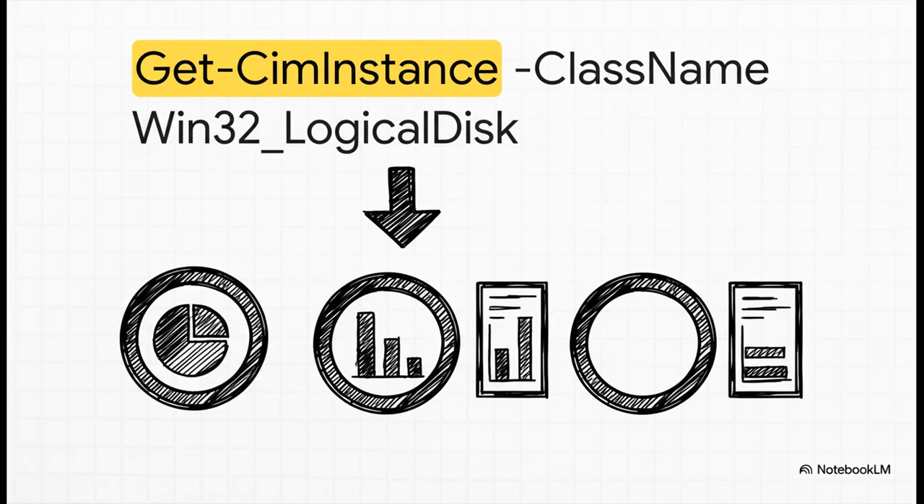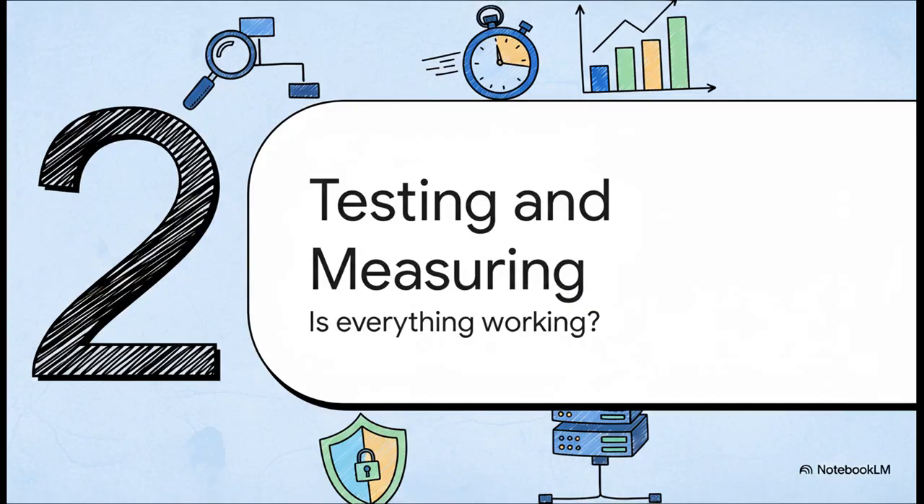For instance, just running Get-CimInstance -ClassName Win32_LogicalDisk pulls back all the information about your drives, nice and clean. It's the same kind of query you're used to. It's just built on a much more modern and solid foundation. Okay, so we've investigated our system.